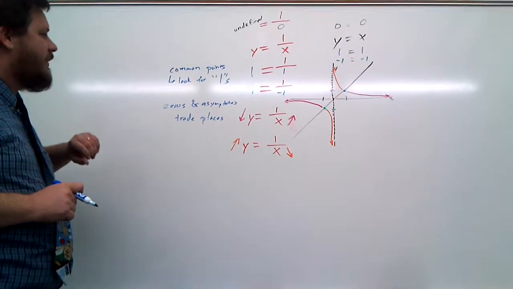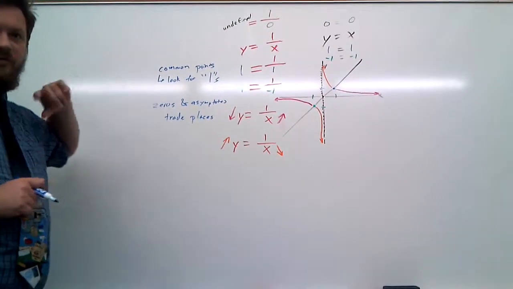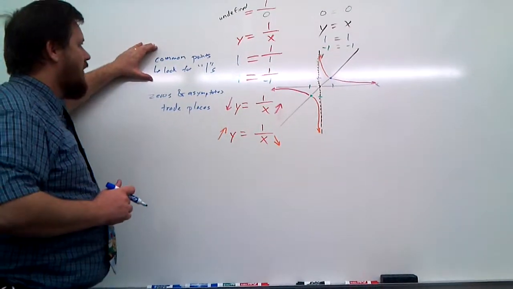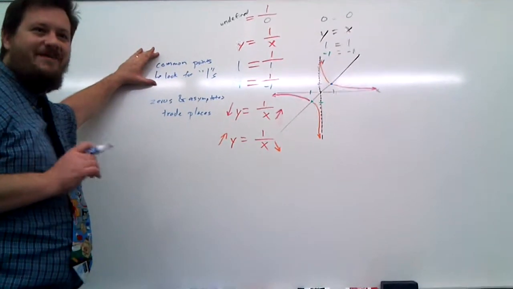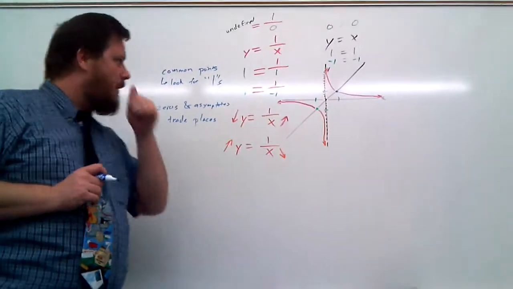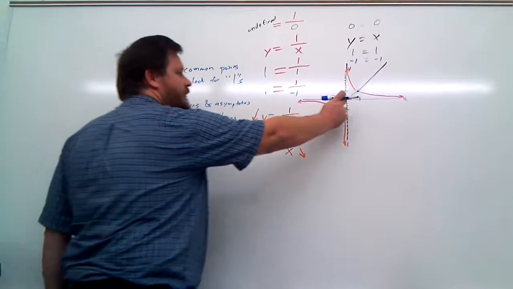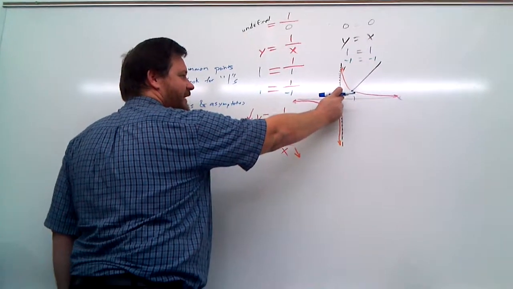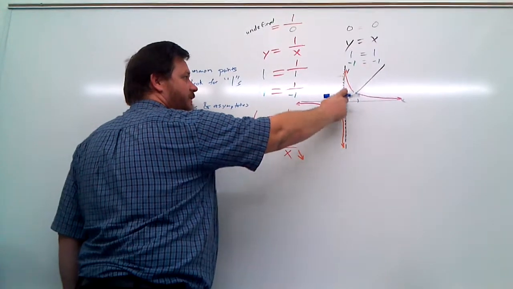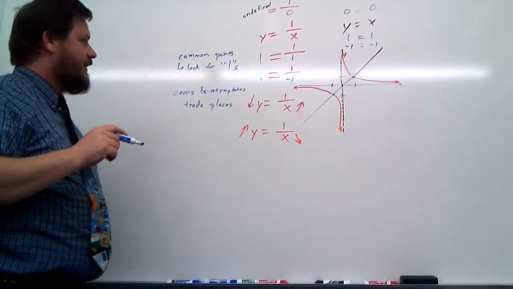So the characteristics of the reciprocal function: especially when you need to graph these, you look for common points, the points that they have in common, and that's usually (1, 1) and (-1, -1). And where the original function crosses the x-axis, where the original function is 0, the reciprocal is going to have an asymptote.